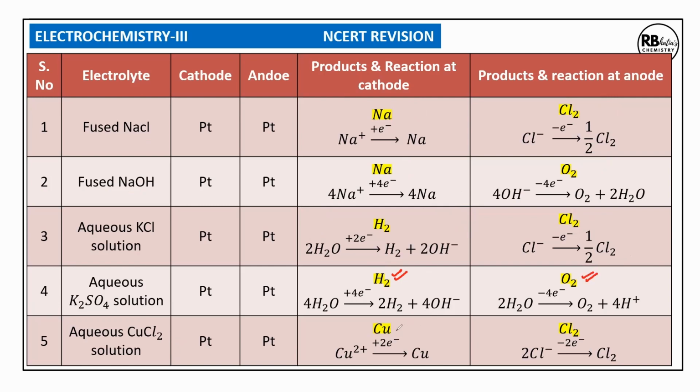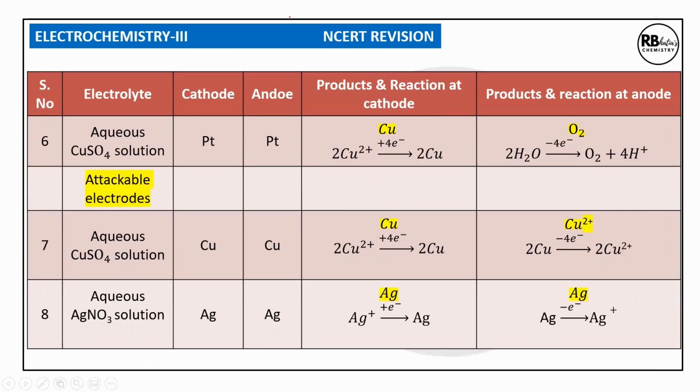Aqueous copper chloride, we have comparison between copper ion and H plus ion, where copper is preferentially reduced, and out of chloride and OH negative ion, it is chlorine gas. Then we have aqueous copper sulfate solution. Again comparison of copper ion and H plus ion. Copper preferentially liberated. Out of sulfate and OH negative ion, it is oxygen gas from OH negative ion. So this is all about platinum electrodes or non-attackable electrodes.